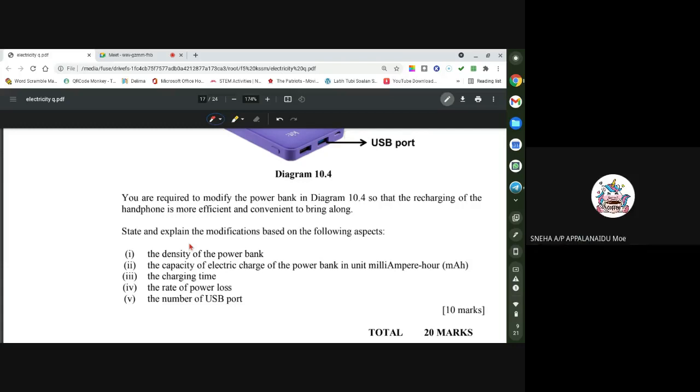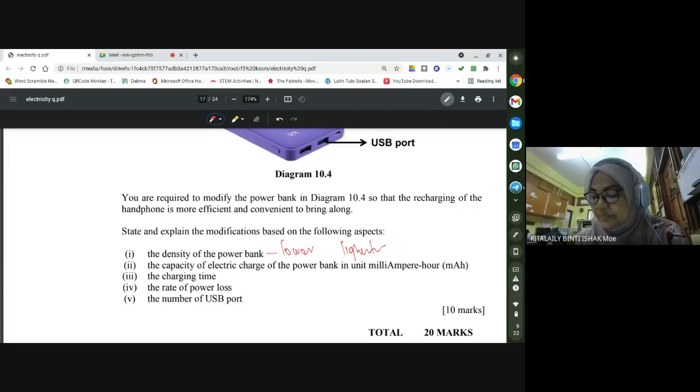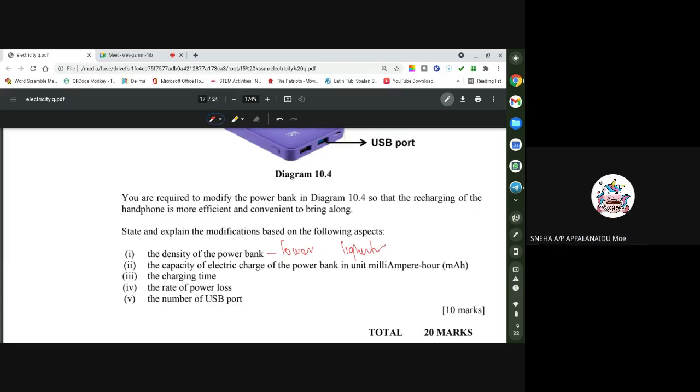For number one, the density is lower so that the power bank is lighter and can be carried easily. Okay, so density lower so that it will be lighter. Number two, the capacity is higher, so able to supply more power and can be used for a longer time.